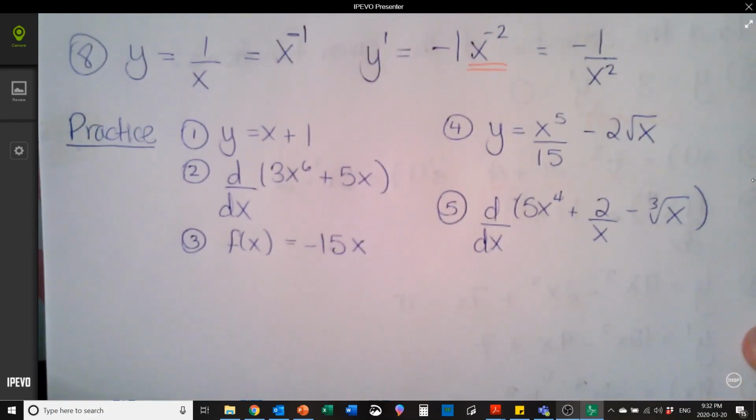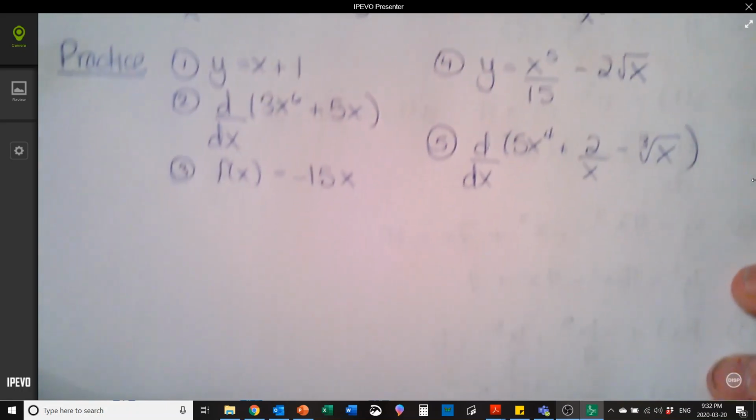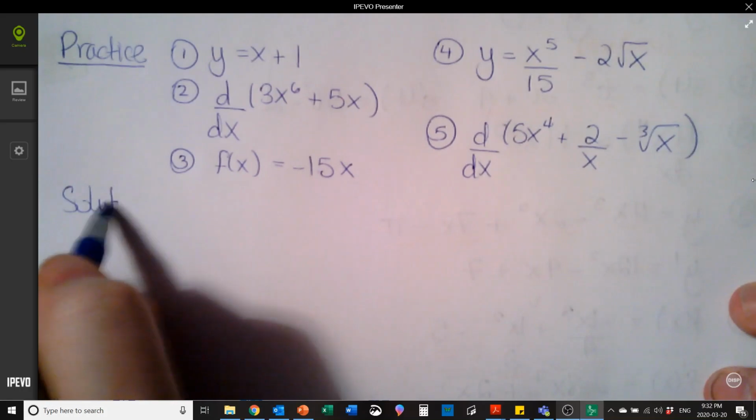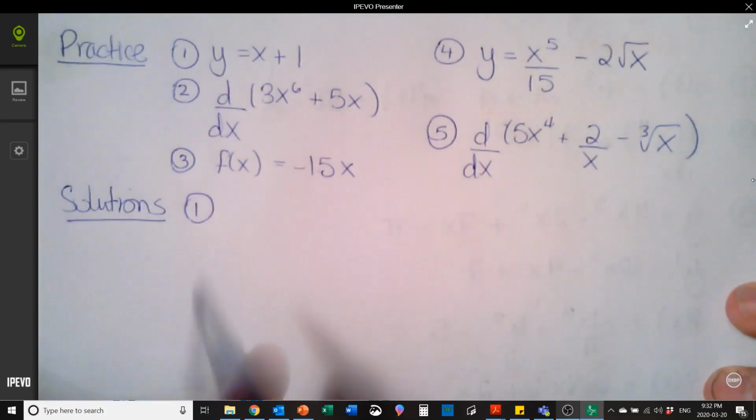Alright, so here are the 5 questions I would like you to try. So remember to use proper notations when you're writing the solutions to indicate the derivative. And give them a try and go from there. Alright, solutions to the practice problems. So hopefully you paused and gave them a try yourself before looking at the solutions. So I'm going to go through the answers.